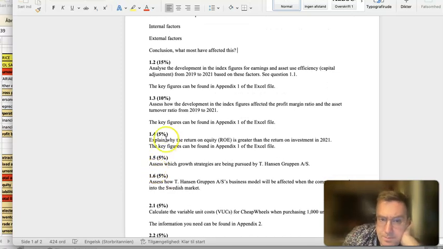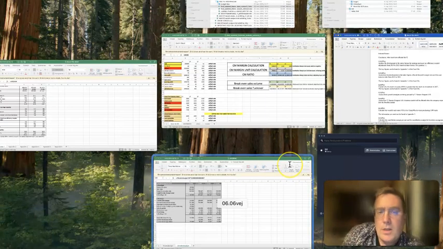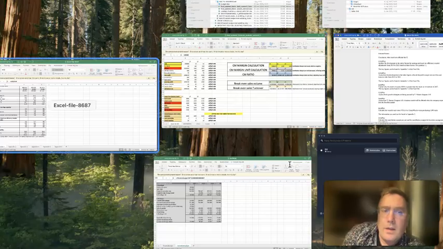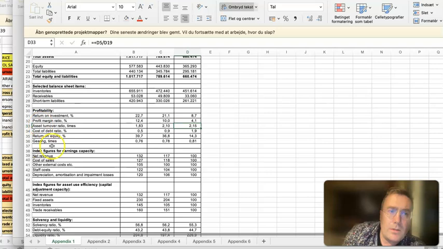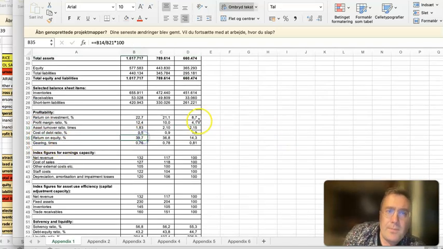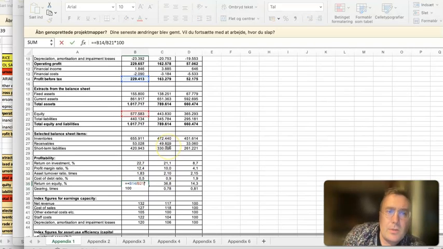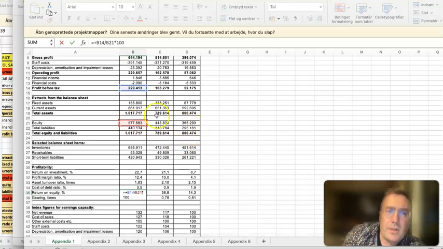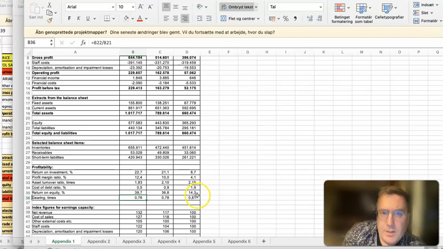If we take 1.4, explain why the return on equity is greater than the return on investment for 21. Key figures can be found in the appendix. An idea is to look at the figures here. And you can see, where is return on equity? Return on equity is right here. If you click on it, you should see the development. There's an increase in equity, there's an increase in profit before tax, but what causes this development from this to this?